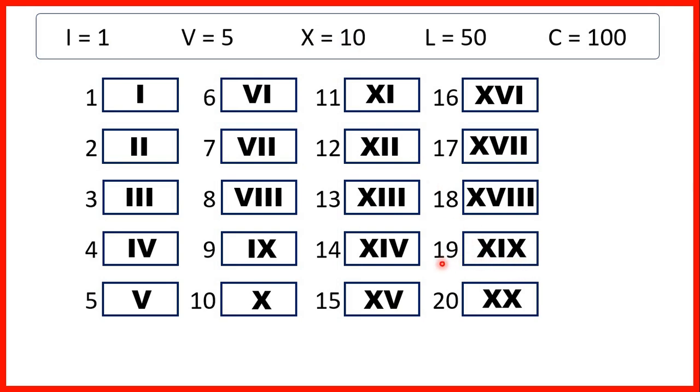Notice they take each digit separately. So for 19, you can't write I before 2 X's. You can't write 1 before 20. You have to take each digit separately. So you take your tens digit, and because we've got 1 ten, that's X. Then you take the ones digit, so the 9, and that's 1 before 10, so I before X.